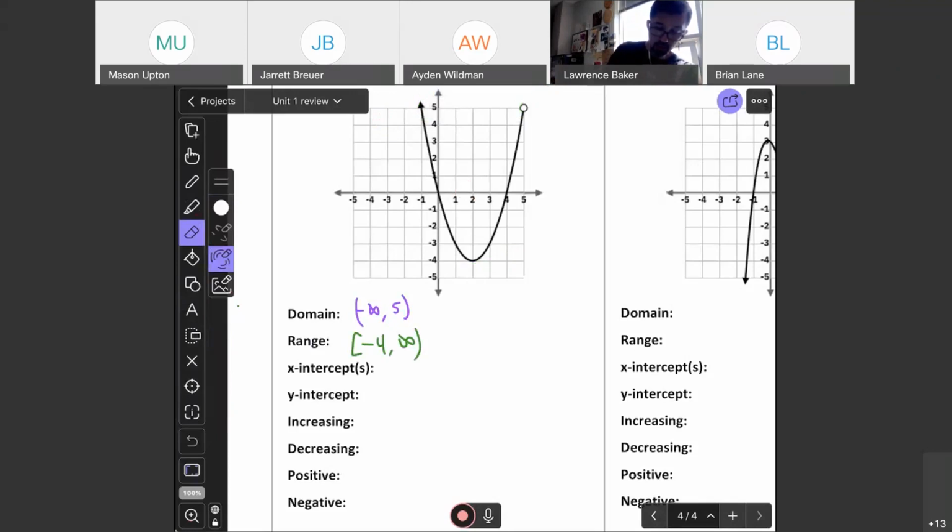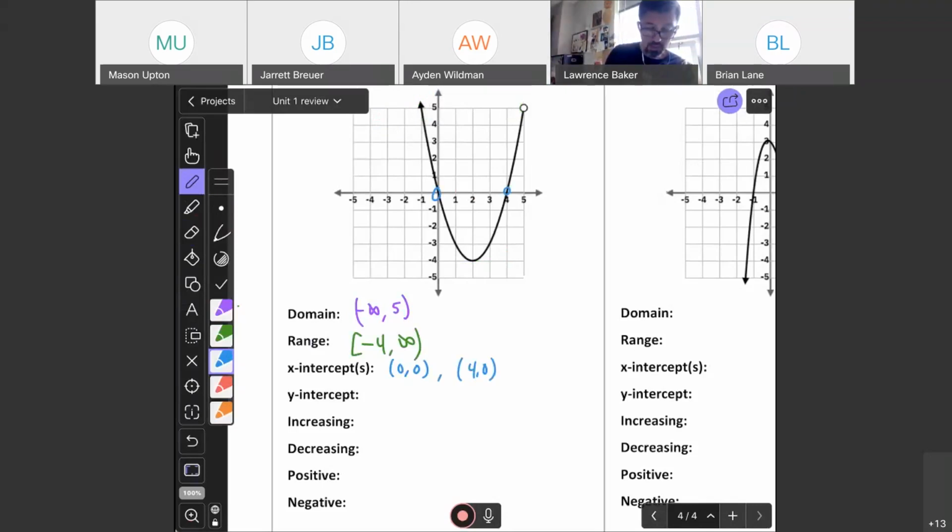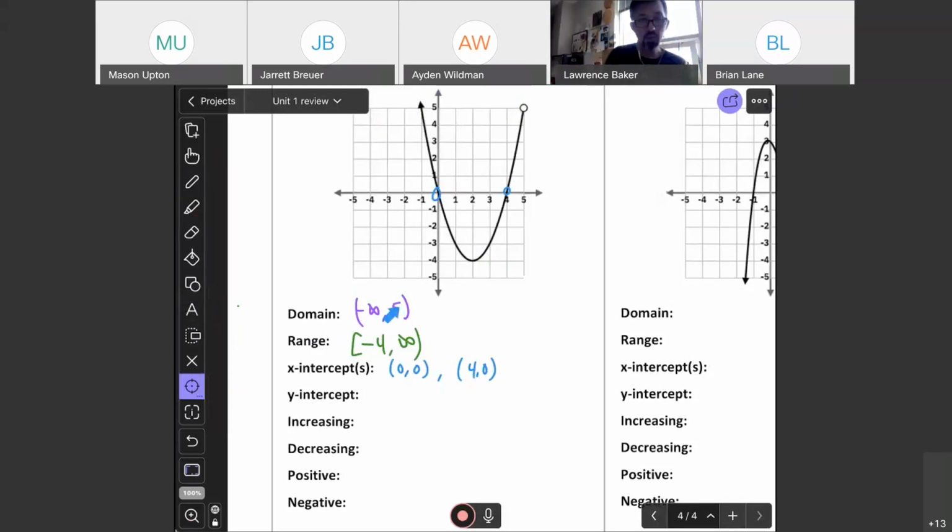X-intercepts, y-intercepts. I would like you guys to write those as ordered pairs. Okay, so my first x-intercept there is at 0, 0. And then you do an and symbol or a comma. The second one's at 4, 0. This is a good time to talk about this, right? How do I know that this is not an interval? That has parentheses. This has parentheses. How do I know they don't mean the same thing?